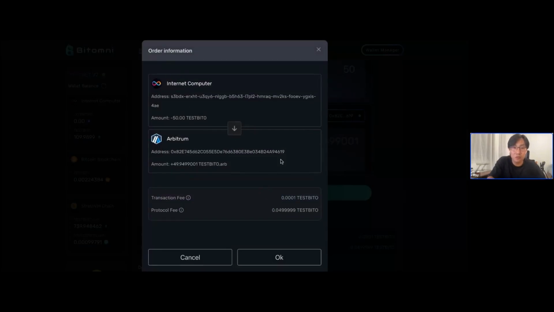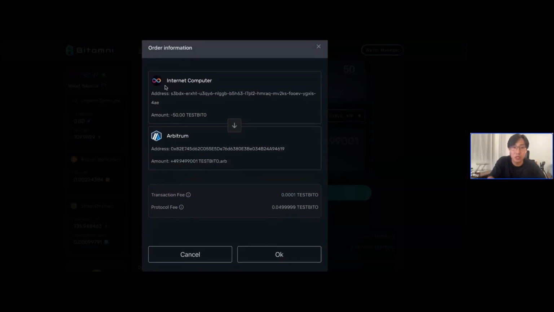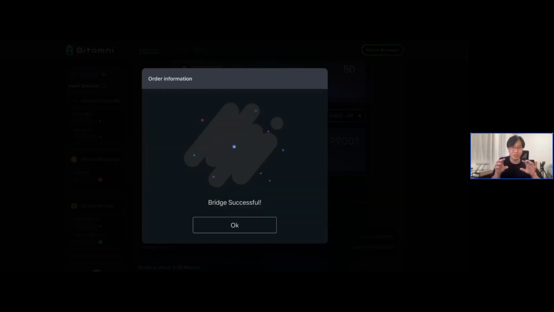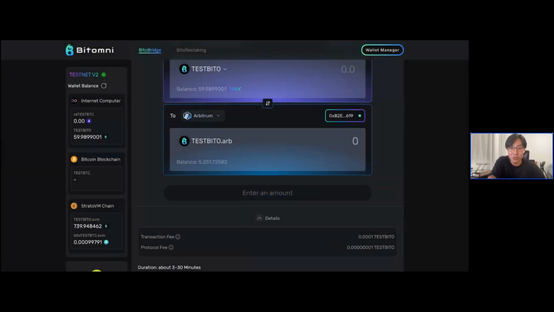And so this is the confirmation page. It shows where you're going to bridge it from and where it goes. Okay. Signing. Hope it goes smoothly. Bridging. So imagine all those logics and processes I just showed you in the sequence diagram occurred just now, and bridge successful.